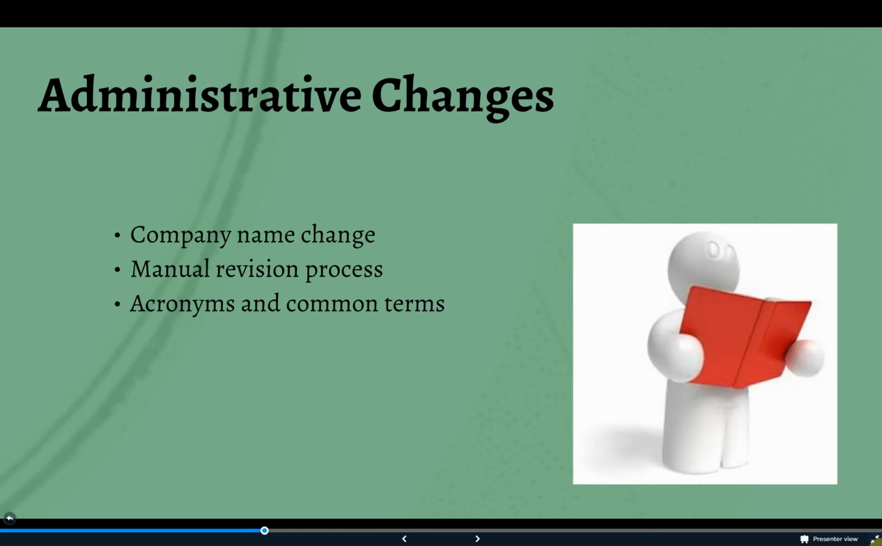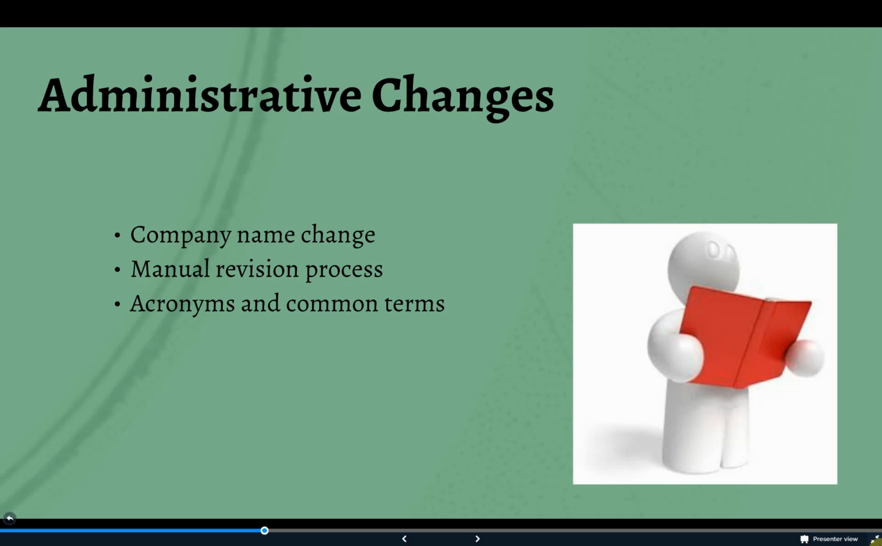Some of the administrative changes that you'll notice in this version of the manual include that the company's name has changed. Instead of Westar Aviation Incorporated, it's been shortened to Westar Aviation. This has no impact to anyone except for when you're filling out paperwork. Remember to not include the Incorporated on forms like an 8100-9 or 8100-1.